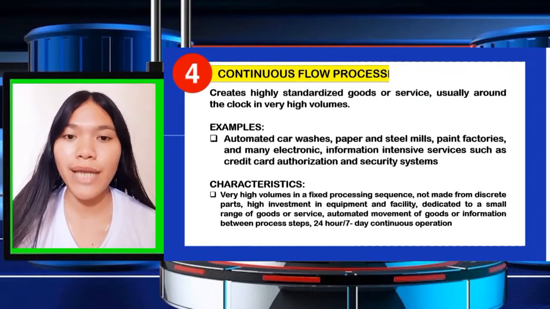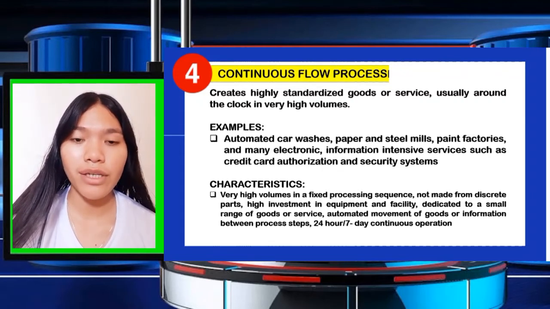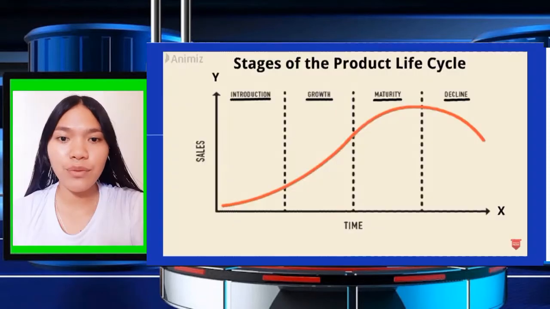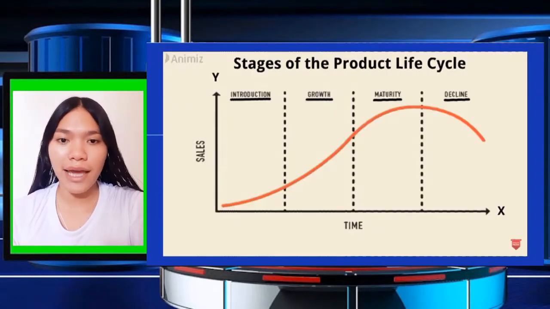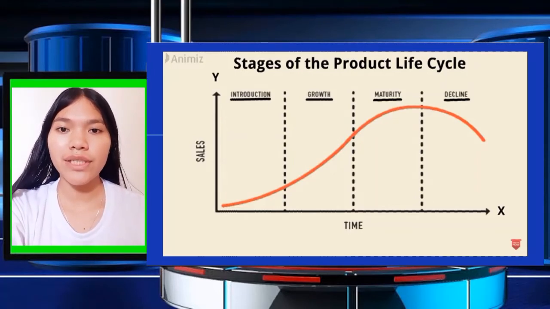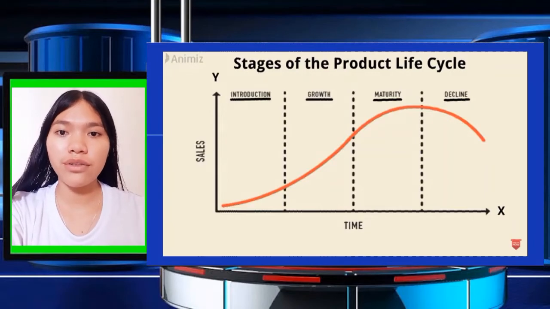So this production is continuous, 24/7, all over the year. So that's it. Next, we will be talking about the product life cycle. There are four phases of the product life cycle. The first one is the introduction, second is the growth, third is the maturity, and the fourth is the decline and turnaround. So we will first focus on the introduction.